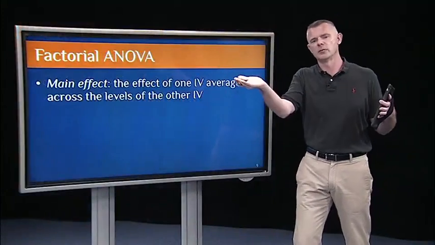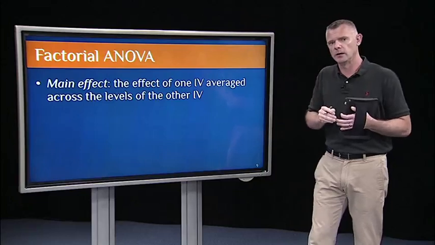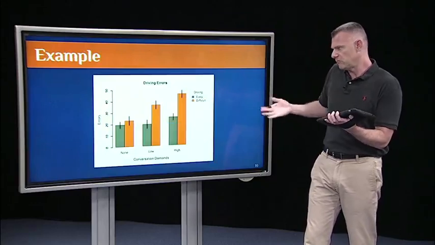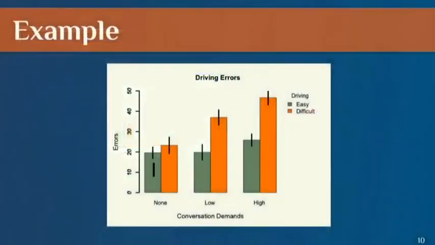Just imagine you only have one of the IVs at play. So just conversation demand. Is there a main effect of conversation demand? Just ignore the other independent variable. That's a main effect. I could look at the main effect again in the graph. I did it just a second ago, but here's the main effect of conversation demand. Looks like there's a significant effect. We'll see later when we look at the output.